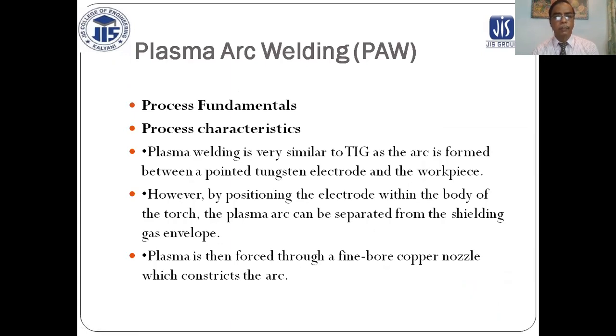Plasma arc welding process characteristics. Plasma welding is very similar to TIG welding, as the arc is formed between the pointed tungsten electrode and the workpiece. However, by positioning the electrode within the body of the torch, the plasma arc can be separated from the shielding gas envelope. Plasma is then forced through a fine bore copper nozzle, which constricts the arc.